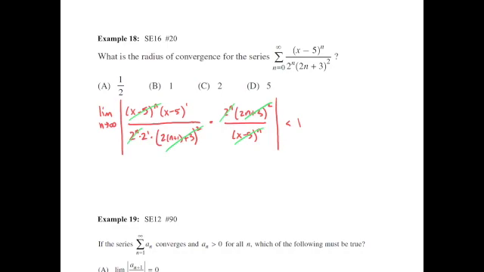And what we're left with after applying the limit operator to this is the absolute value of x minus 5 divided by 2 is less than 1. And remember, we need it into the form, the absolute value of x minus a is less than r, and so therefore our radius is 2. All right, let's move on to example number 19.